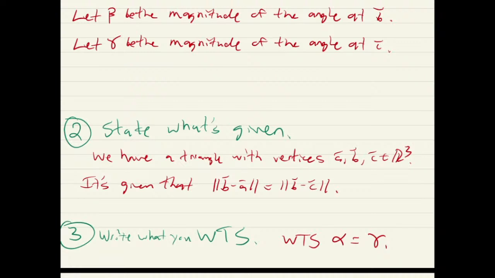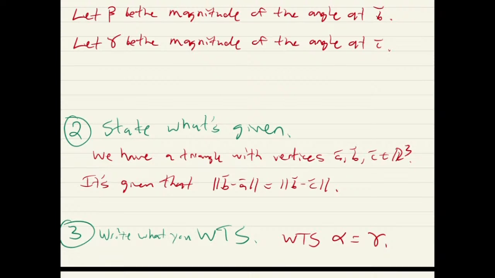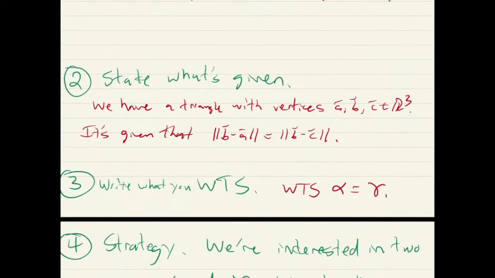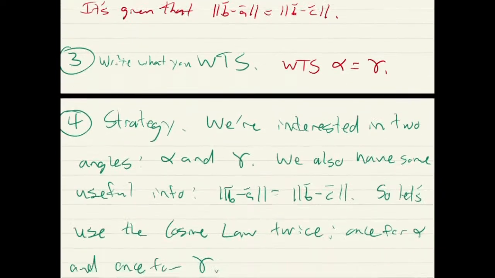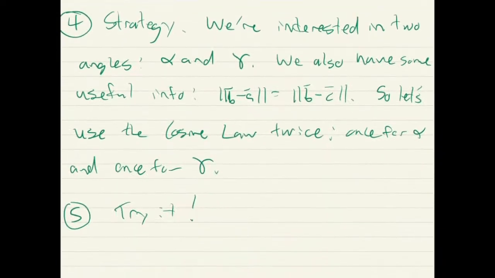All right. So far, so good. Step 4 then is we have to develop a strategy. I'll let you know what I have in mind. Well, I know we're interested in 2 angles, alpha and gamma. Okay, we want to show that they're equal. So we have 2 angles that we're at least interested in. And we also have some useful info, don't we? We know that the lengths of these 2 sides are the same. Okay, so is there a tool I can use?